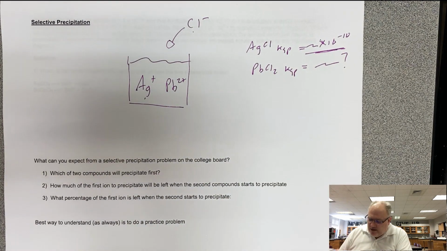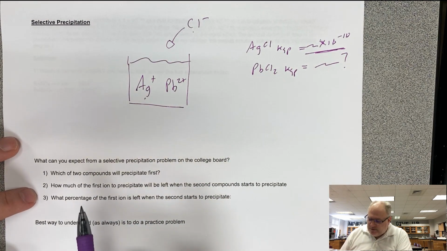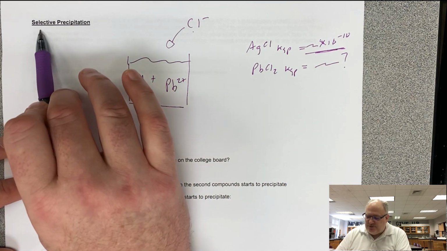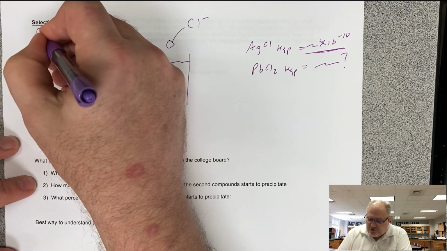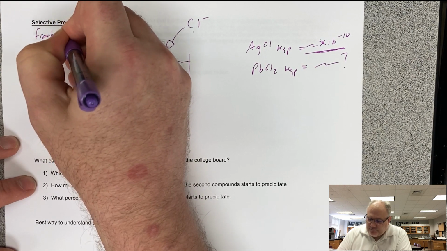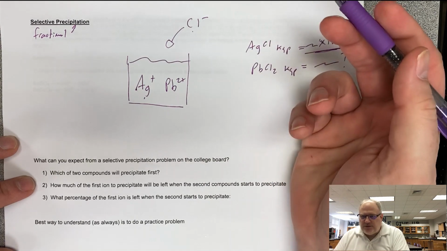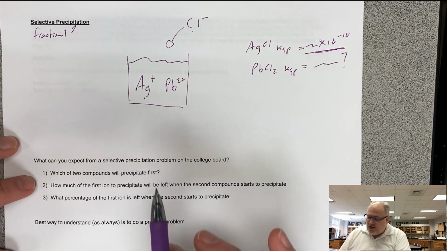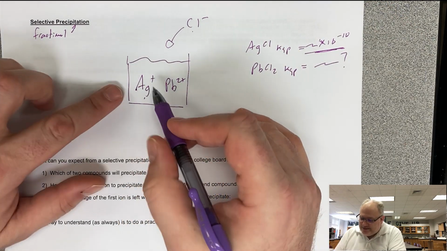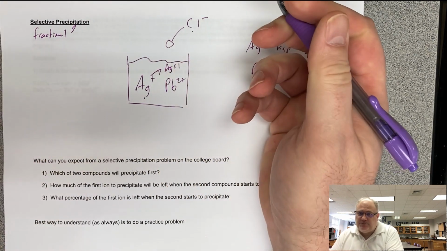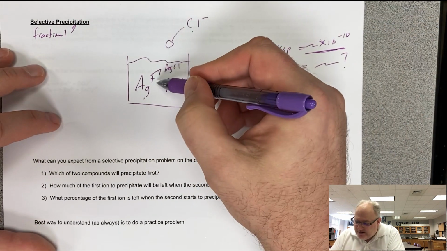So when we're dealing with AP board type problems, if they have a problem like this with selective precipitation, it's also sometimes called fractional precipitation. I don't know why they decided to do that. They'll always ask you which will precipitate out first. And then they'll say, let's say in this case, Ag+ starts forming AgCl. Yeah, let's say that precipitates first. I'm not sure if that's the case, but let's say it did.